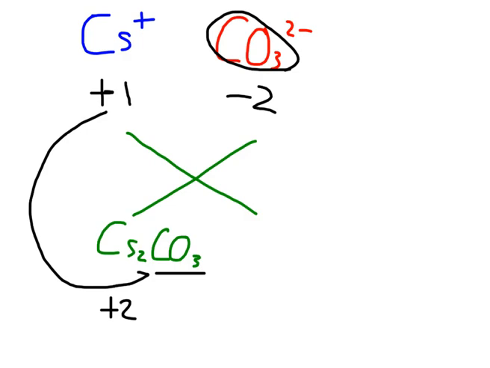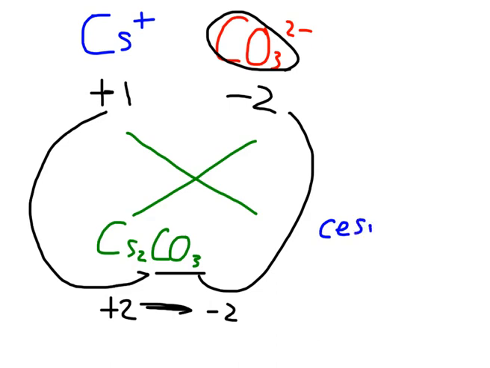So, how many carbonates are there? There's only one. 1 times -2 is -2. So this is a valid compound since it's balanced out to 0, like it should. Let's get a name. We know ionic naming, so in this case, we'll do cesium carbonate. And there we have it. Let's do a further example of that type.